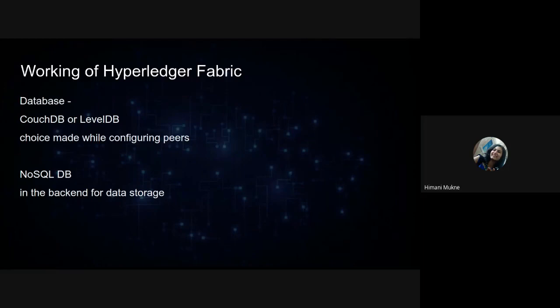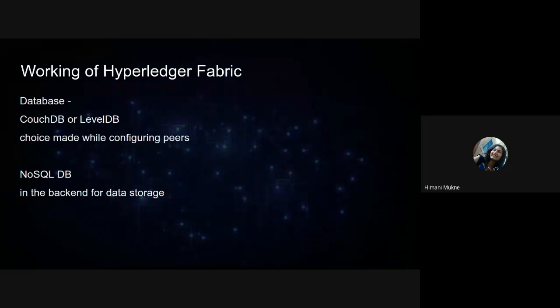And there is a NoSQL database wherein you maintain all the general data of the blockchain. You maintain the keys, and it's used in the backend for data storage. Transactions are encrypted and mapped against a transaction ID and stored here. And to decrypt, the user's private key is needed.